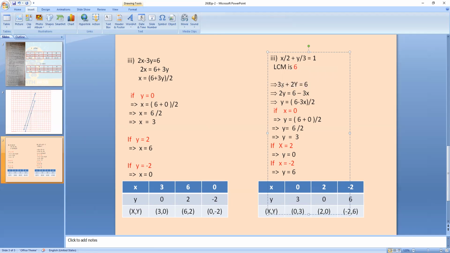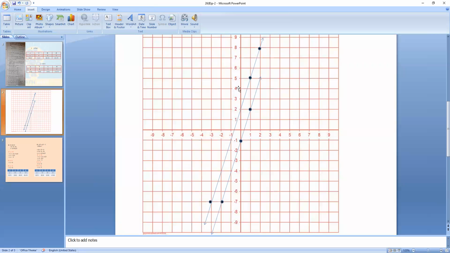So now sending 3x that side. Why? Because now 2 has the least coefficient. So y equal to (6 minus 3x) by 2 we got. If you substitute x equal to 0, 3 zeros are 0, 6 minus 0. Here I have written plus, sorry. 6 minus 0 by 2, 6 by 2 is 3. So x equal to 0, y equal to 3. In the same way, if we take x equal to 2, we will get y equal to 0. And x equal to minus 2, we will get y equal to 6. So let us plot these points on graph and check how we will get.